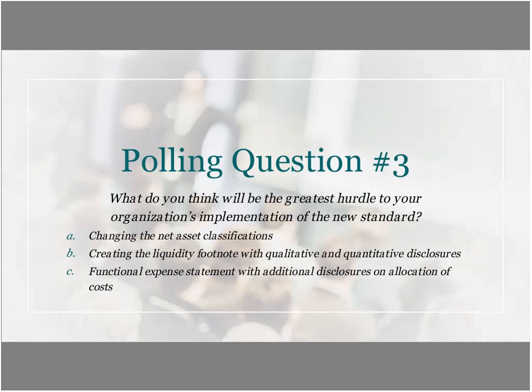Okay, with that, we've reached our 3rd and final polling question. What do you think will be the greatest hurdle to your organization's implementation of the new standard? Changing the net asset classifications, creating the liquidity footnote with qualitative and quantitative disclosures, or functional expense statement with additional disclosures on allocation of costs? We apologize for the issue with the last polling question, but I think we've corrected it now. Please go ahead and make your selection.